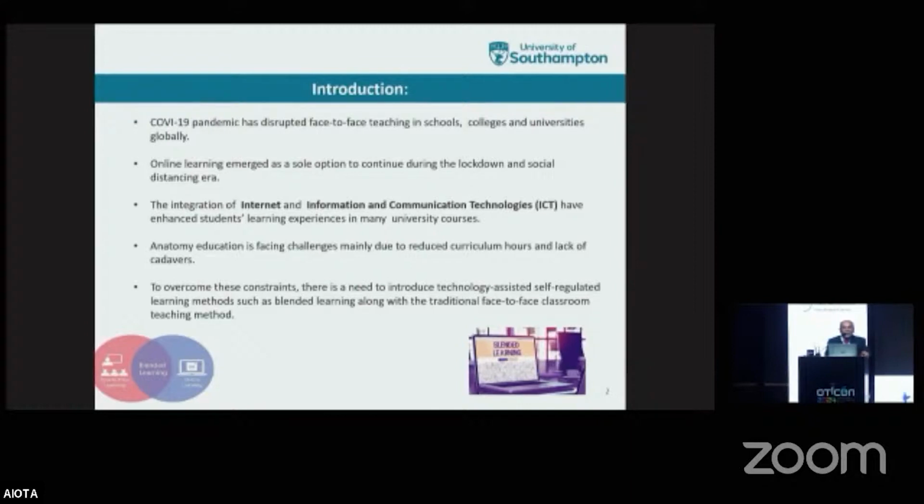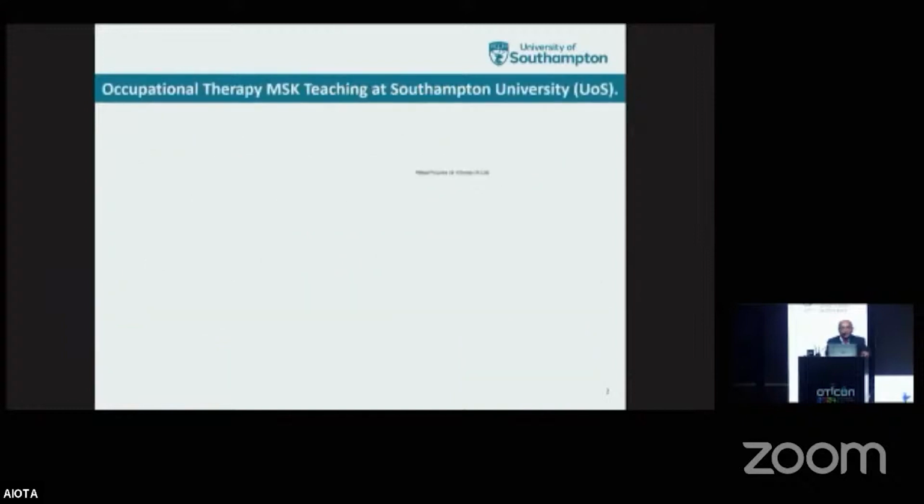Now, anatomy education is facing challenges, as I said, mainly due to reduced curriculum hours and lack of cadaver hours. To overcome these constraints, there is a need to introduce technology-assisted, self-regulated learning methods such as blended learning, along with face-to-face classroom teaching methods. Those who are teaching the anatomy subject will know very well how we go about using these.